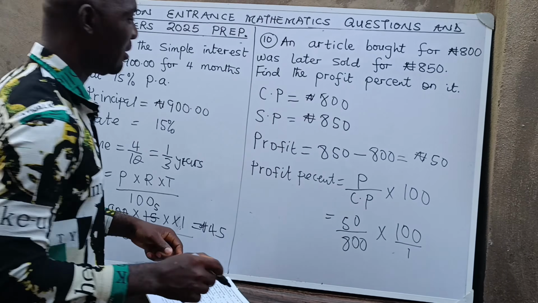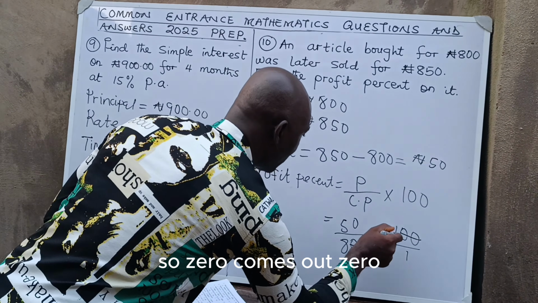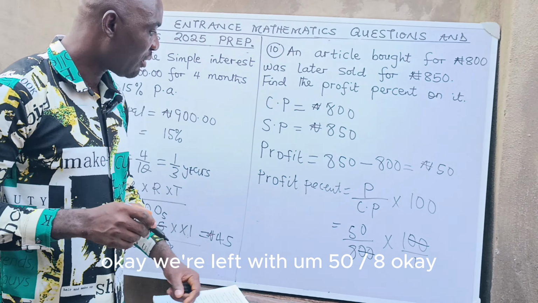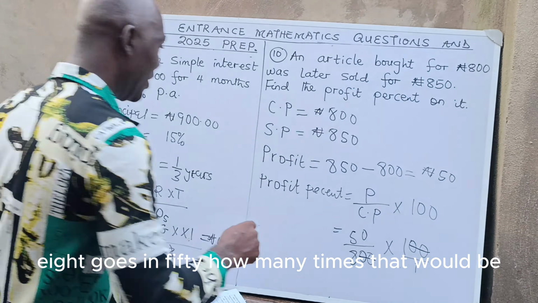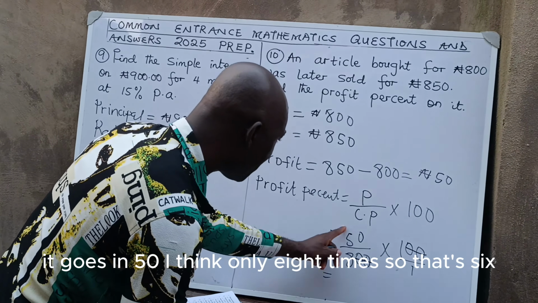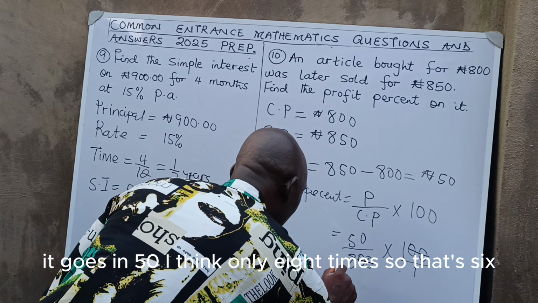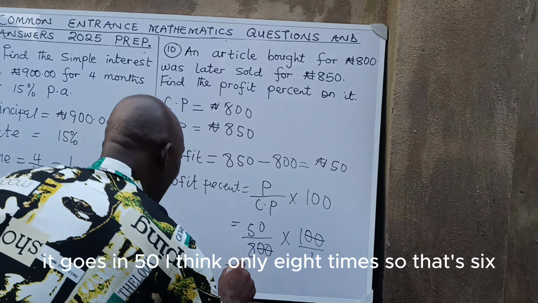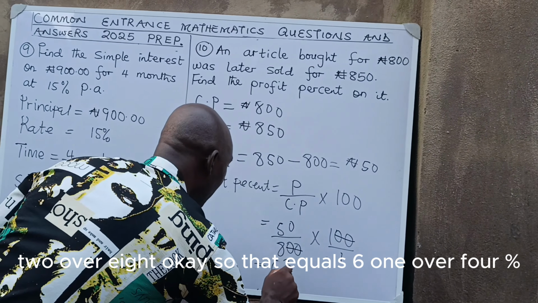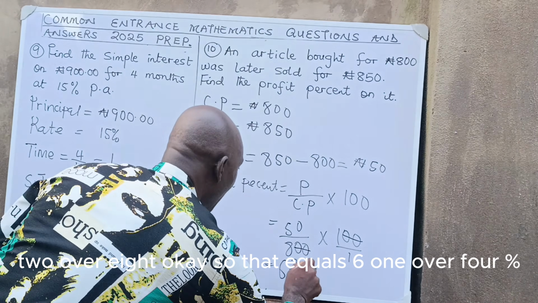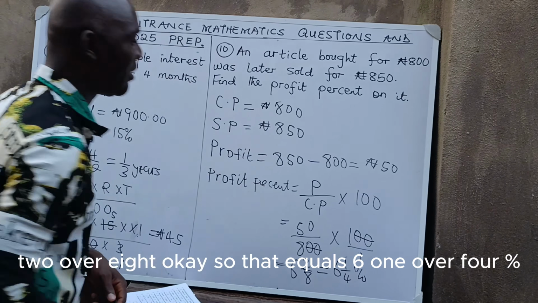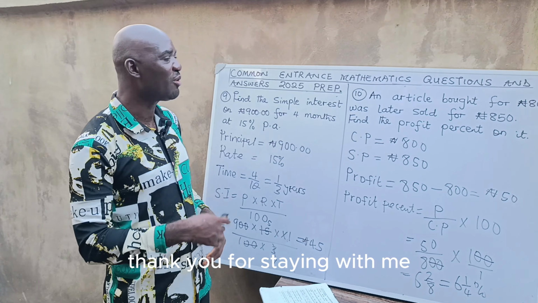We can make this over 1. So 0 cancels out 0. We are left with 50 divided by 8. 8 goes into 50 how many times? That will be 6 times, remainder 2 over 8. So that equals 6 1/4%.